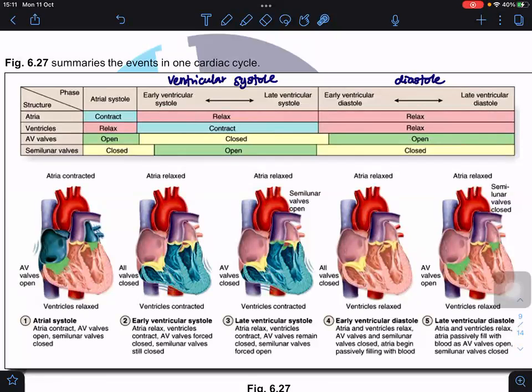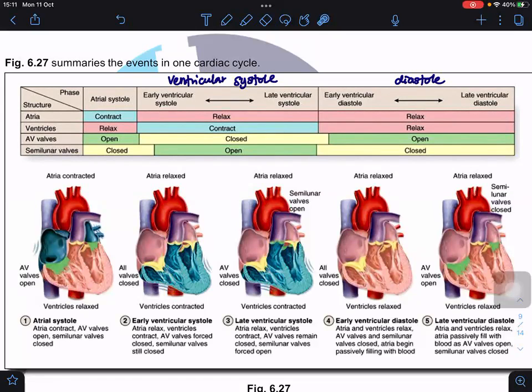Okay, now next, you can see that the AV valve. AV valve here, when atrial systole, definitely open. Why? Because we need to allow the blood to move from the atrium into the ventricle, so open. Then how about AV valve close? Because ventricular systole takes place, so the blood pressure slowly increases.